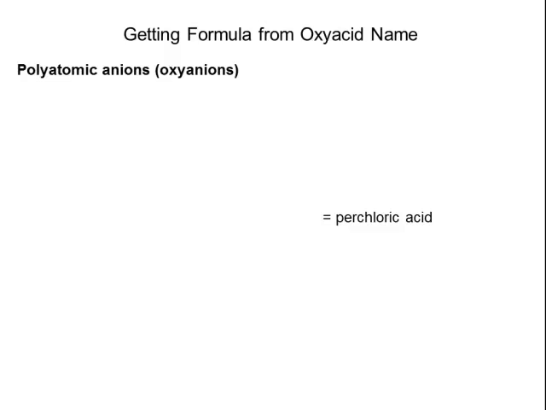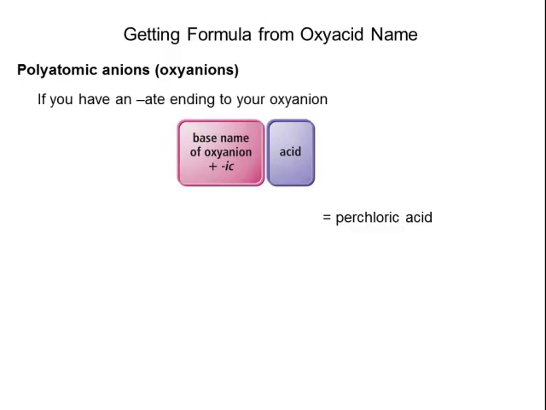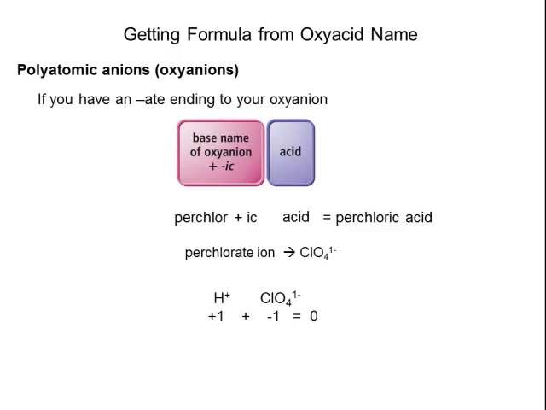I've just got the IC ending, which tells me I'm going to be dealing with an ATE form of my oxyanion. So I remove the acid, remove the ic, end up with perchlor. Take that perchlor and add the ate ending to get perchlorate. If I know perchlorate is ClO4 1 minus, to balance out the charge with H pluses, I end up with a formula of HClO4.